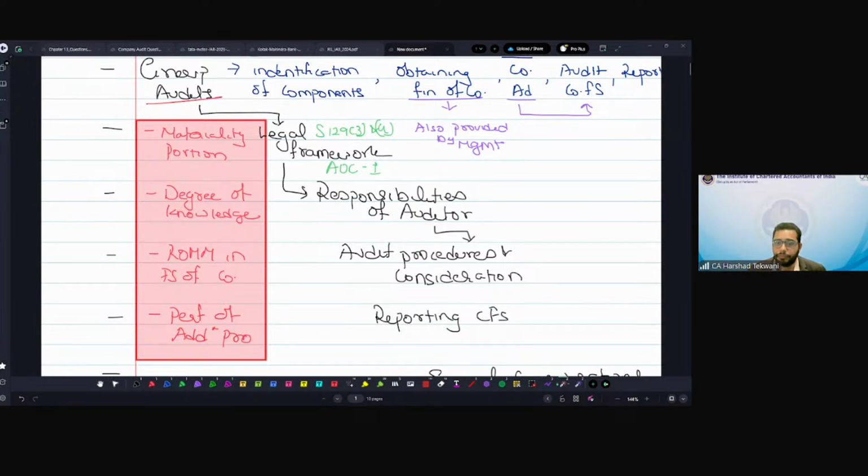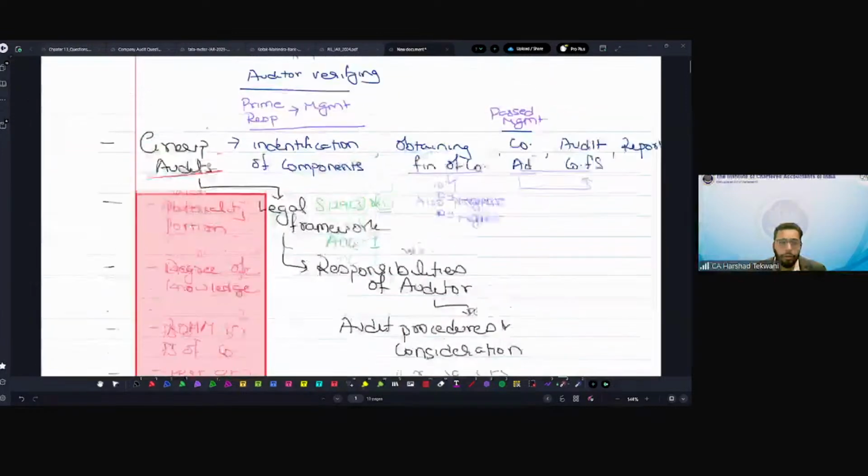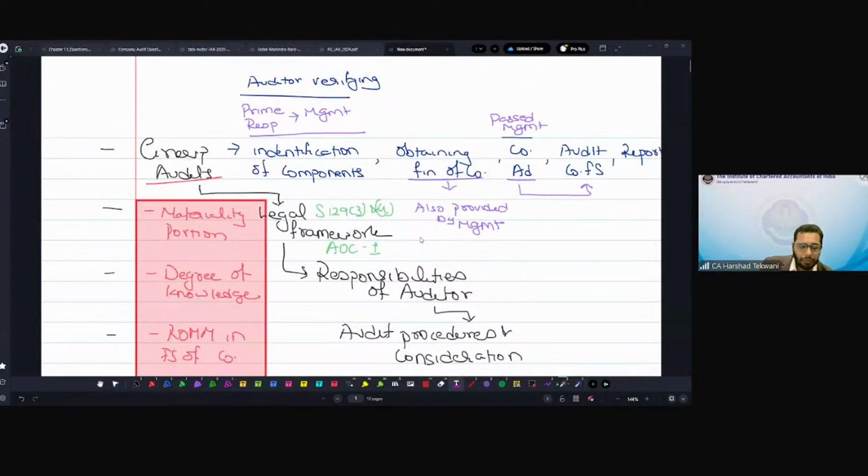Anyone? No? I have written it over here. It's already written on the screen. These are the things that you are required to consider. We will discuss these points now.